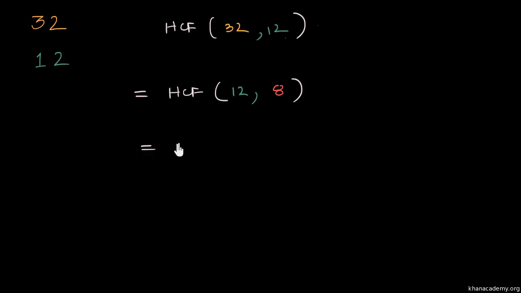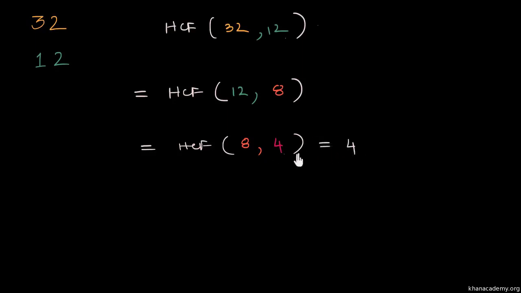This is equal to the HCF of, once again, the smaller number, and the remainder that you will get if you divide the bigger number by the smaller number, which in this case, if you divide 12 by 8, you'll get a remainder of 4, because 8 will go once. Now once again, you ask the same question. Is 8 divisible by 4? And in this case, the answer is yes. 4 will be the HCF.